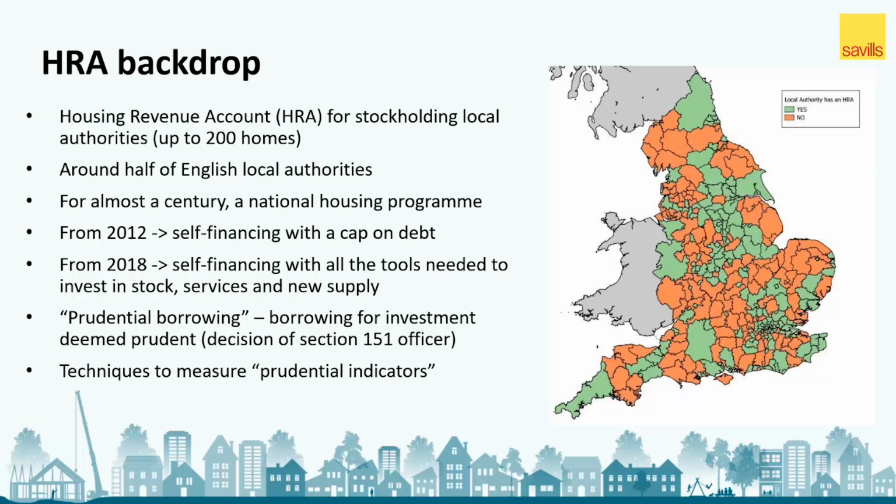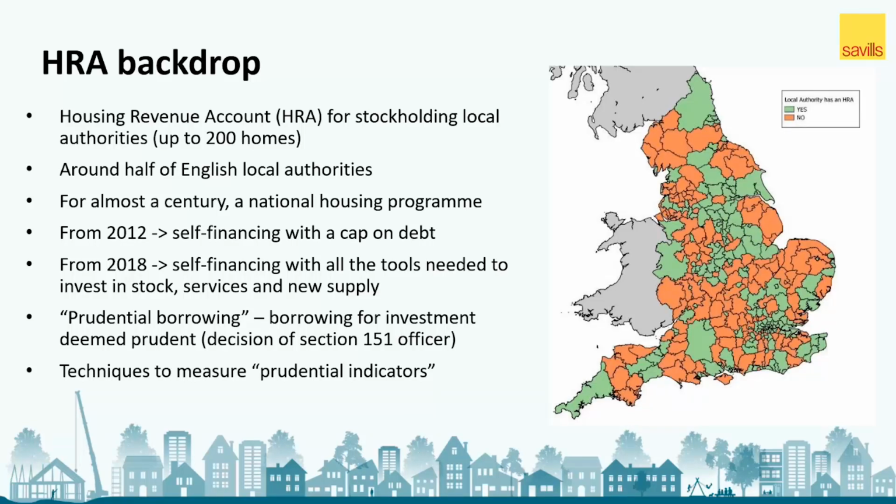You'll all be familiar, I'm sure, with the fact that not everybody is a stockholder anymore, and where there are limited stock holdings in the authorities that transferred their housing to a housing association back in the day, we don't have to open an HRA unless we have more than 200 homes, and that's the current limit set by MHCLG. Now, around half of English local authorities own stock, and if you own stock, and more than 200 homes, you must operate a separate ring-fenced income and expenditure account called a housing revenue account.